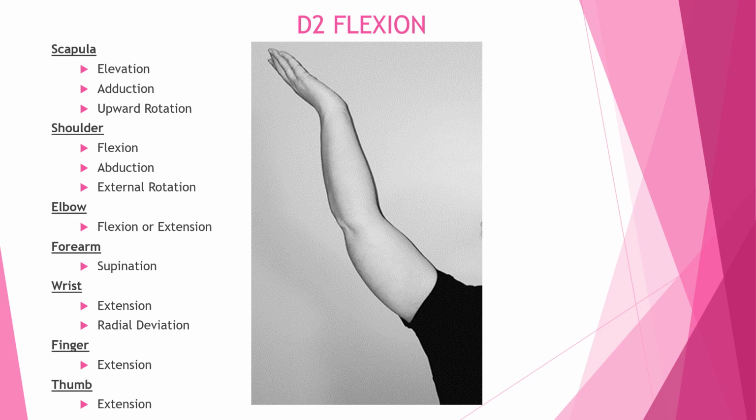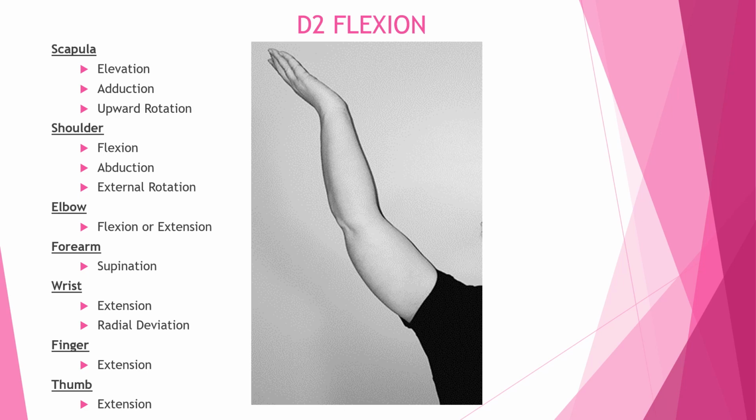D2 flexion. The scapula is in elevation, adduction, and upward rotation. The shoulder is in flexion, abduction, and external rotation. The elbow can be in flexion or extension.